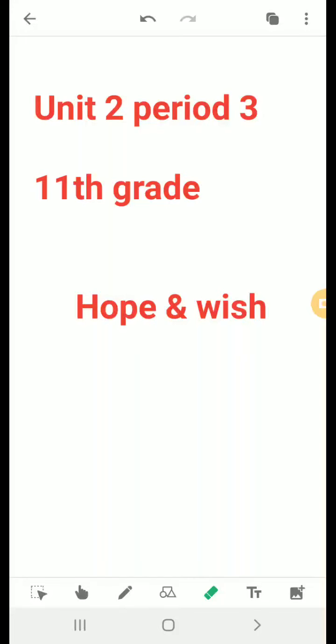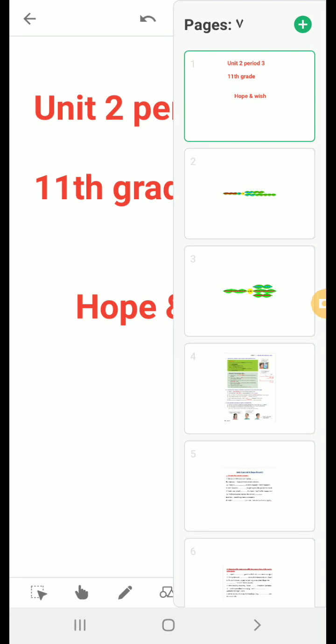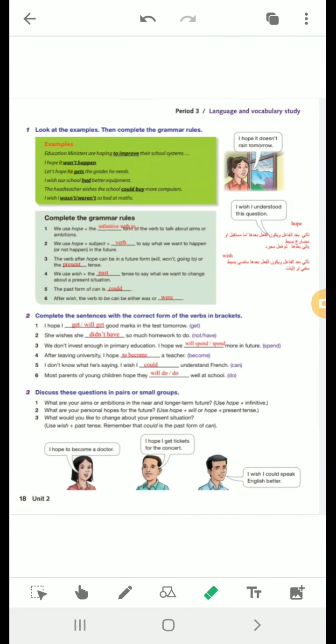Today, inshallah, I want to explain Unit 2, Period 3, Language, Hope and Wish. Hope and Wish, what does it mean in Arabic? Hope and Wish, يأمل أو يتمنى. Now, open your books, page 18.